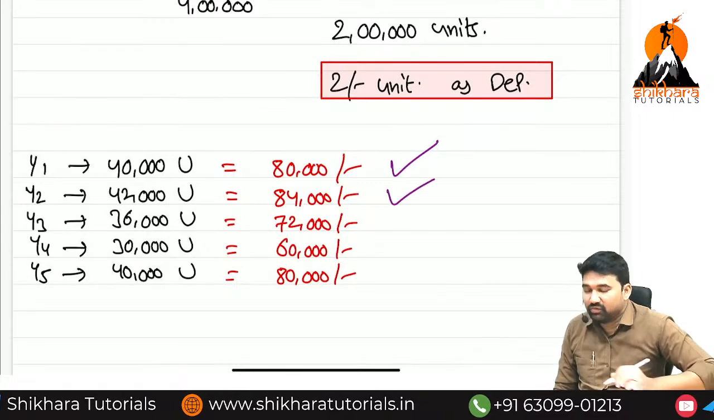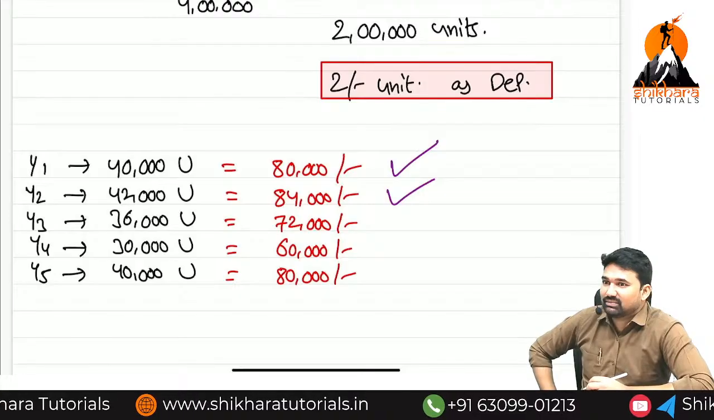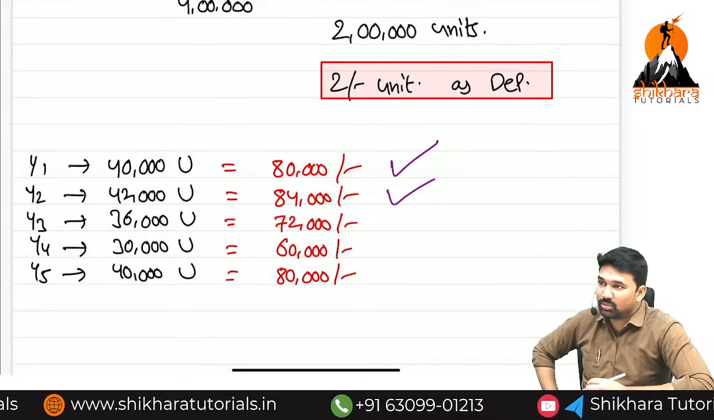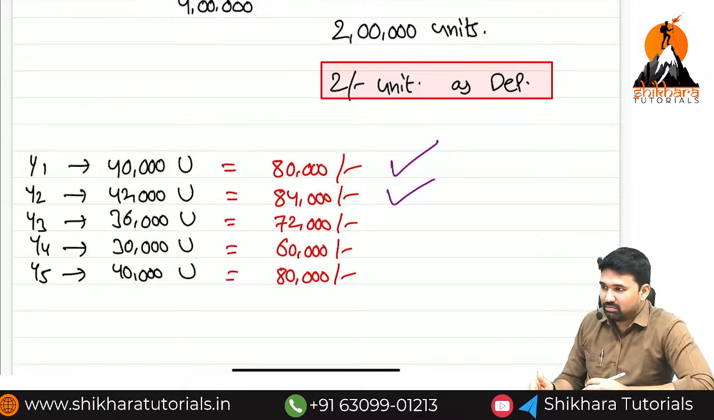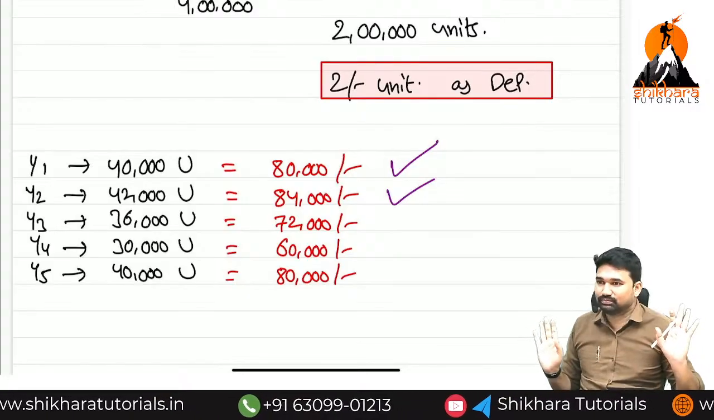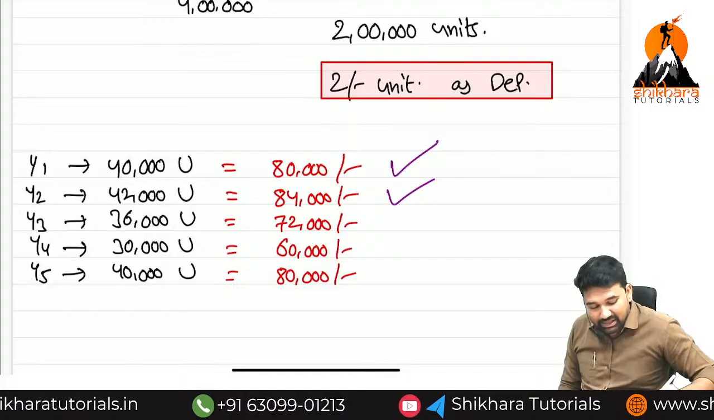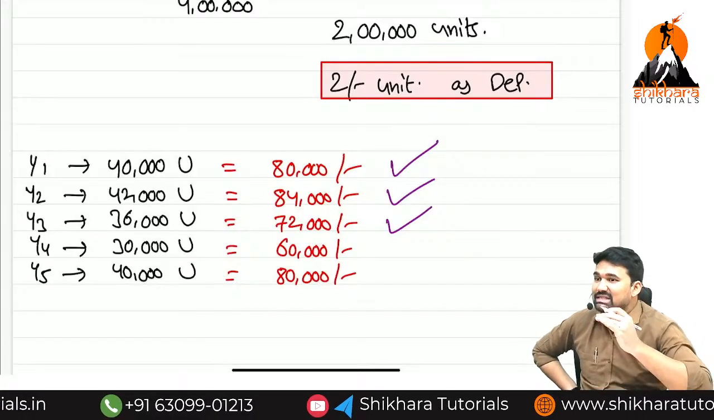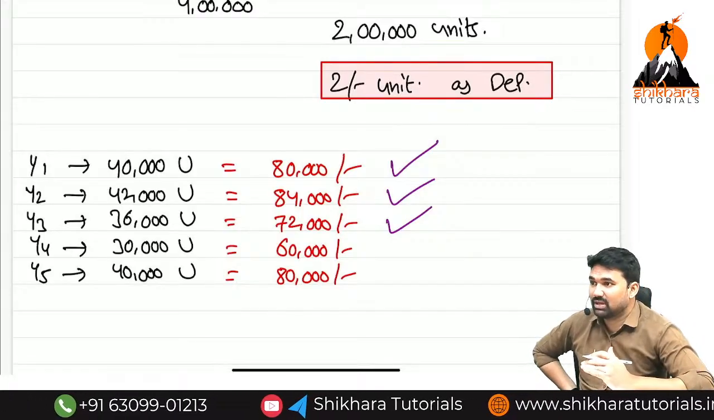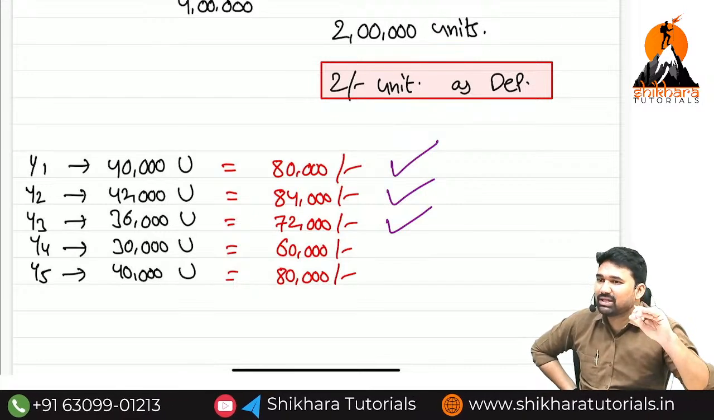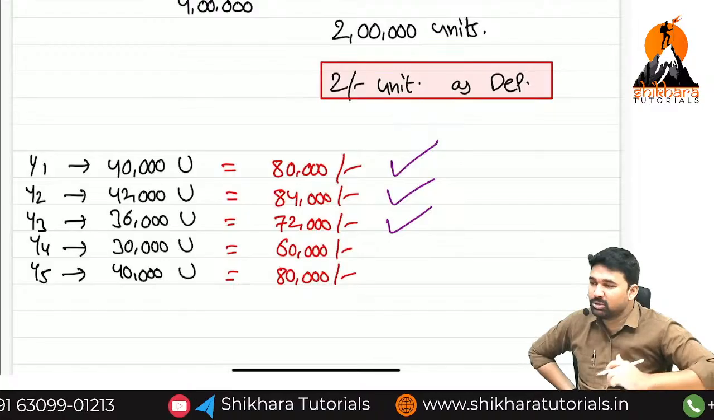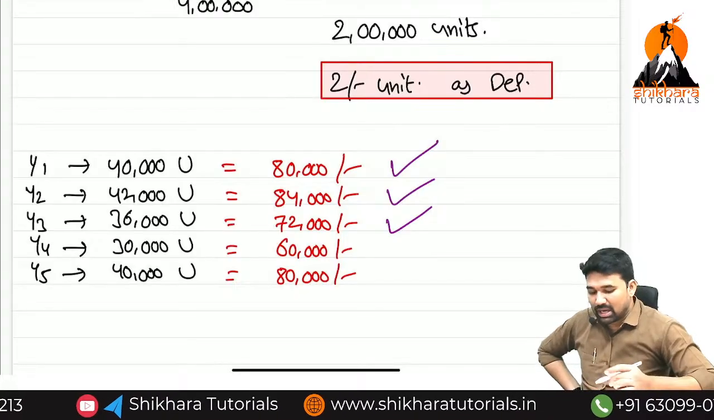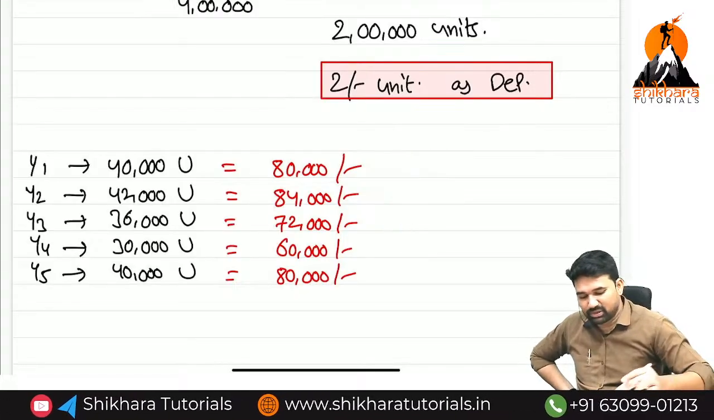In year 2, we are able to recover 84,000. That means over absorption. We should recover 80,000, but we are able to recover 84,000. Okay, no problem. Over absorption. In year 3, we are able to recover only 72,000. This is what we call under absorption. How much you need to recover from year 3? 80,000. How much you are able to recover? 72,000. It means under absorption or over absorption? Under absorption. I will give you a simple rule.